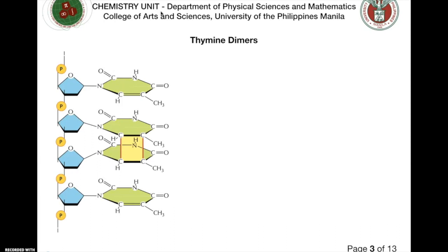One example of mutation is the formation of thymine dimers. These dimers occur when adjacent thymines are subjected to UV light, causing the formation of a cyclobutyl ring. If not repaired, the cyclobutyl ring can hinder DNA replication or transcription.